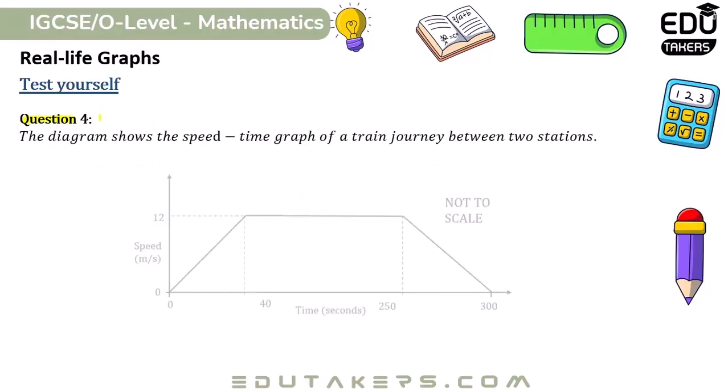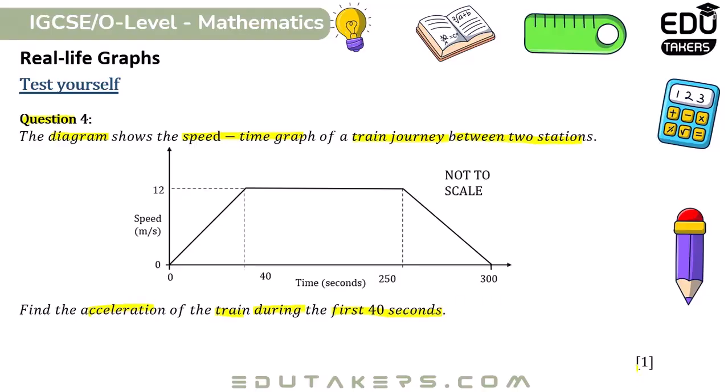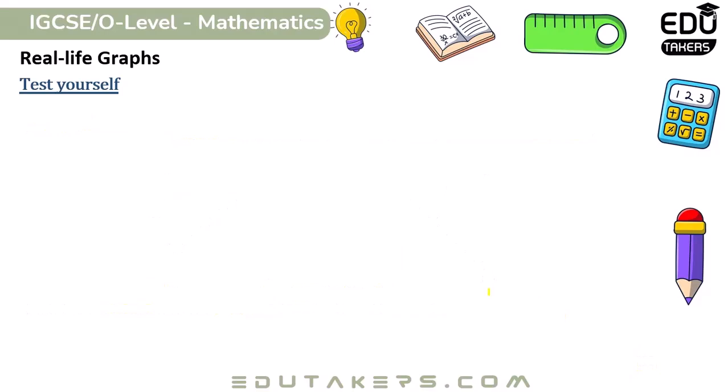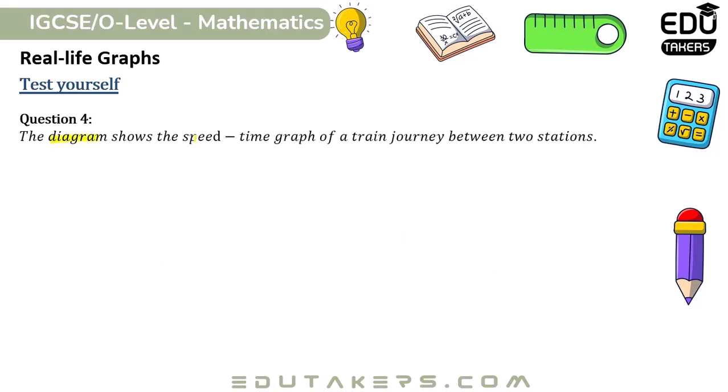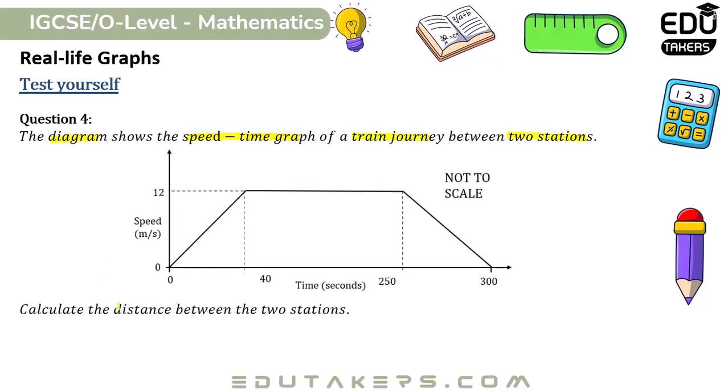Question number 4. The diagram shows the speed time graph of a train journey between two stations. Find the acceleration of the train during the first 40 seconds. It's a 1 mark question. Calculate the distance between the two stations. It's a 3 mark question.